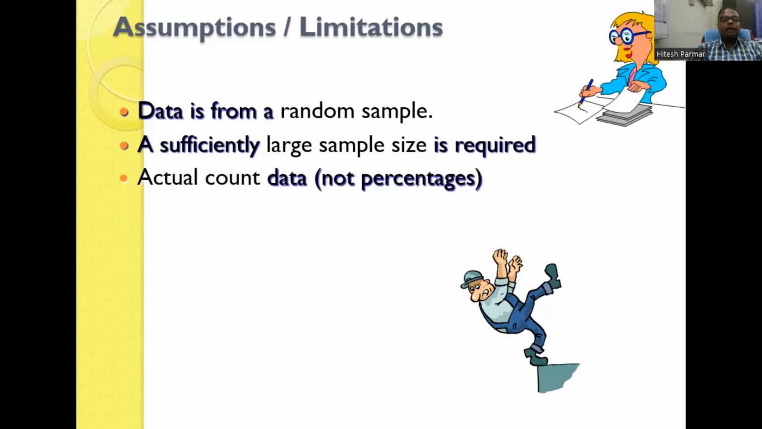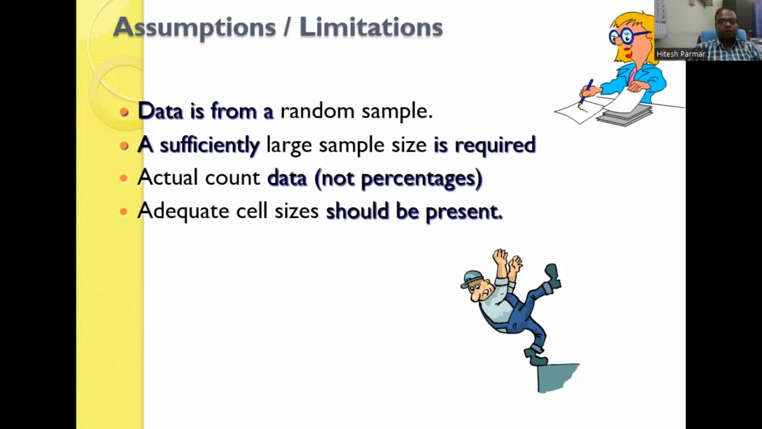We need to apply the chi-square test on the actual count data, not on the percentage. Always remember that we are applying the chi-square test to the actual count data, the frequencies. We are not applying this test on the percentage. And adequate cell size should be present, which is very similar to the sample size assumption. So in each cell, the subcategories also, should be represented with a sufficient sample size.